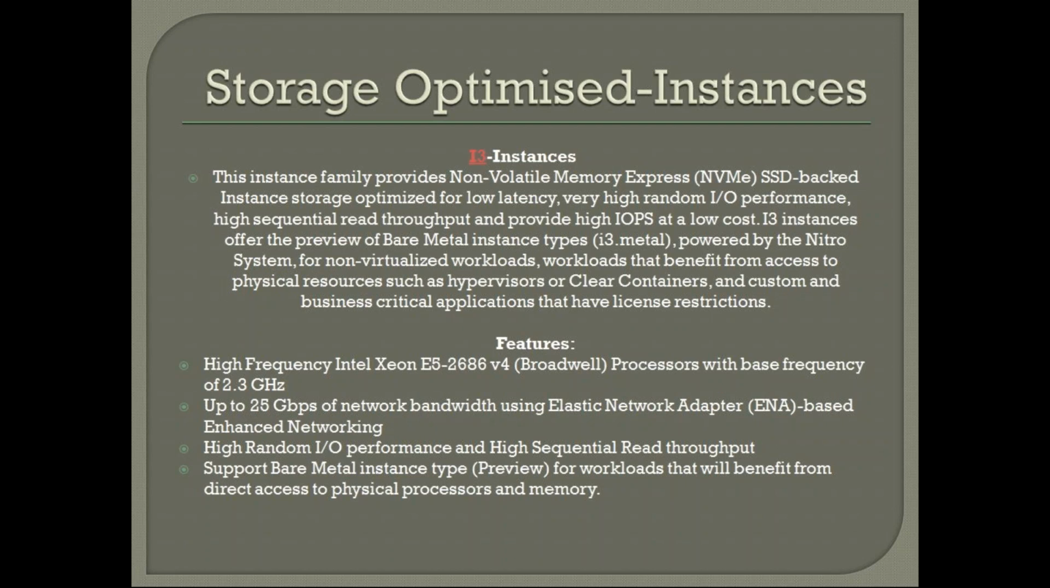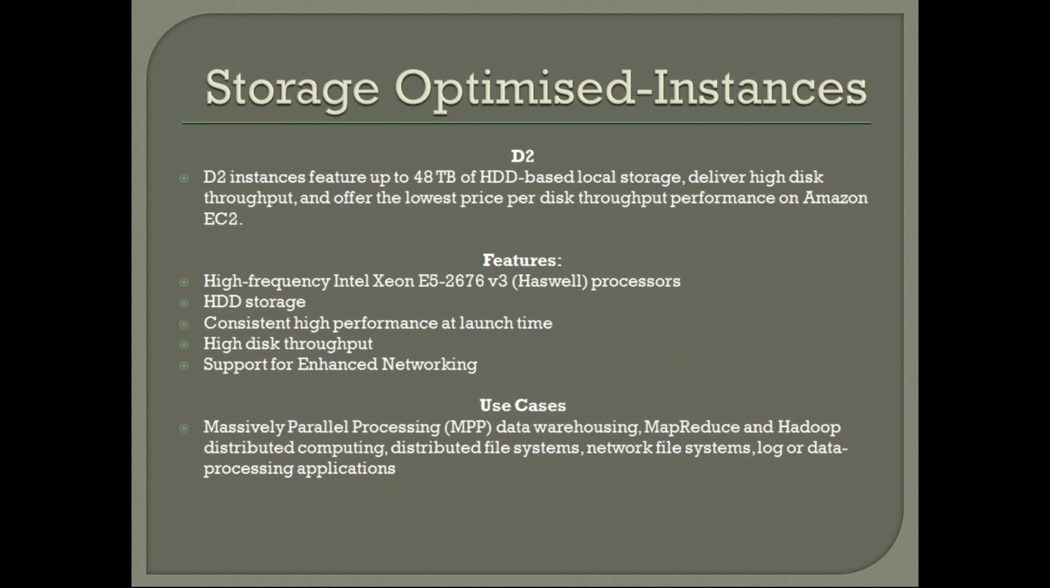Keep that I as a storage optimized instance. H, D, and I come under HDI. So you remember it like this: HDI, all these three come under storage optimized instances. The last one, as I said, is D, drive or disk. D2 instances reach up to 48 TB.